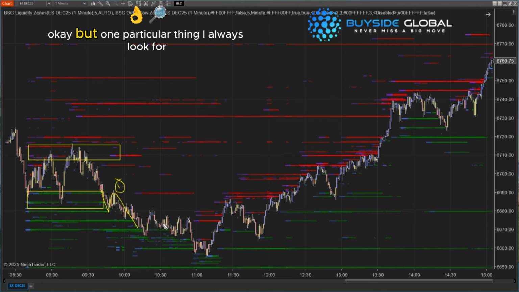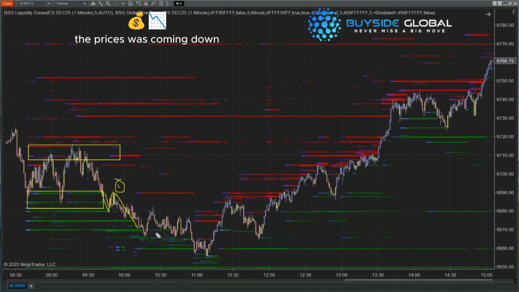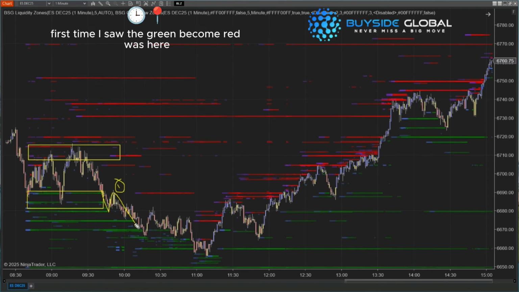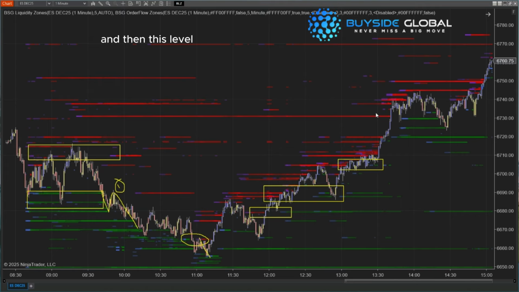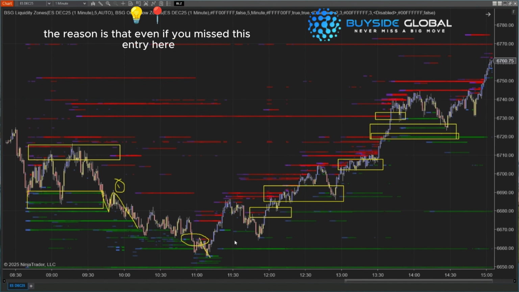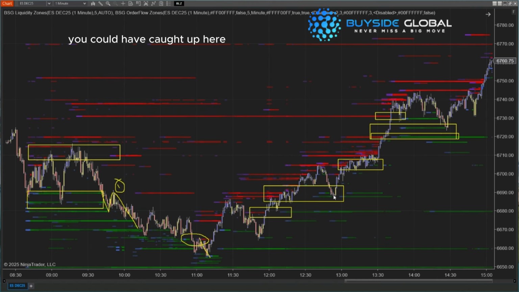One particular thing I always look for is that breakout and swap. In this case, where price was coming down, you can see the first time I saw the green become red was here, but unfortunately that did not last long. This should have failed. But I want you to watch from here, this level and this level and this level and then this level. Even if you miss this entry here, you could have caught up here, here, and here.